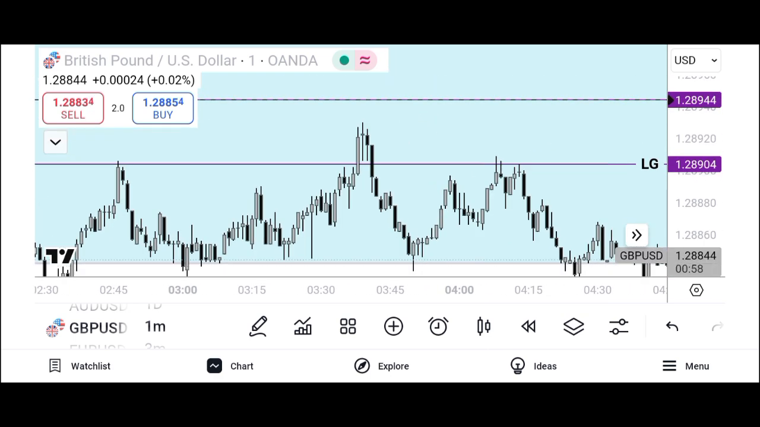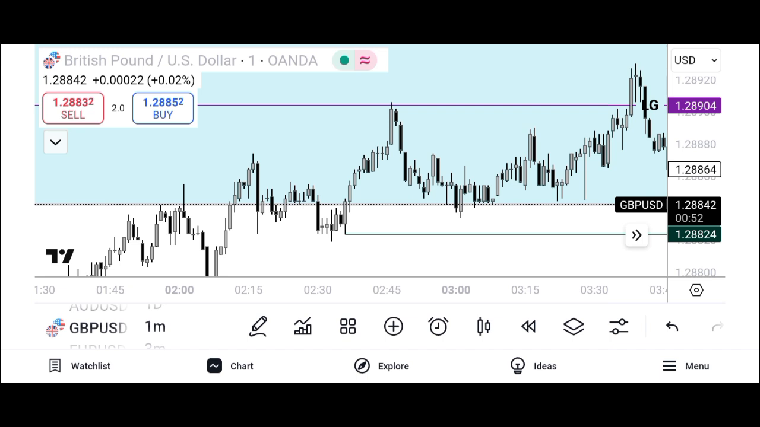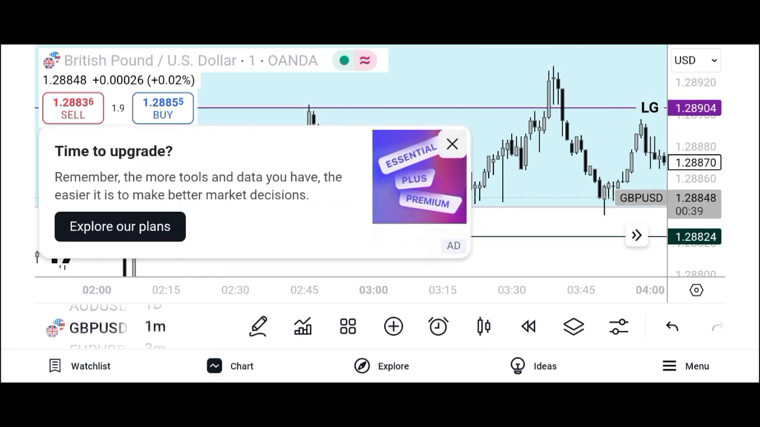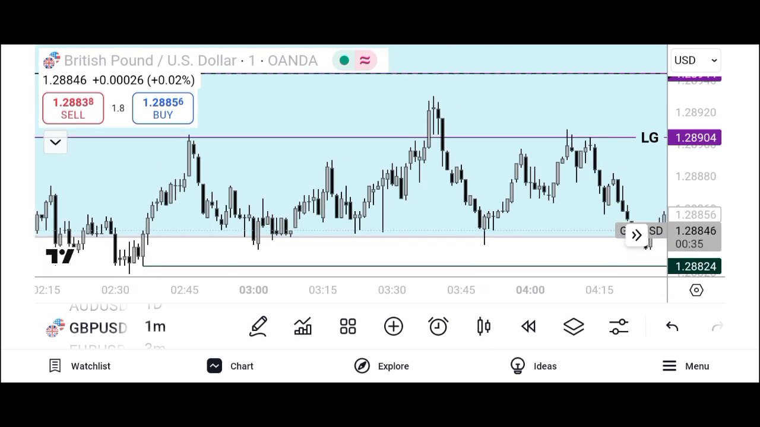So let me see what the price did first. Okay, at this point here, price took liquidity right here. So now the question is, what is the bottom range that took out this liquidity? It's not this one here. The bottom range that took out the liquidity is not right here.